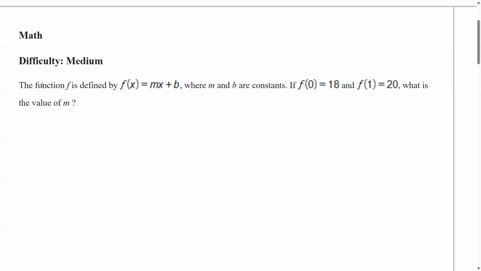Okay. What's the value of M? It gives you f of 0 equals 18 and f of 1 equals 20, and asking about the value of M. Let's see. So 18 equals B. And for f of 1 equals 20, 20 equals M plus B. We know now B equals 18, so just substitute this with 18. Shift to the other side, so M equals 2.